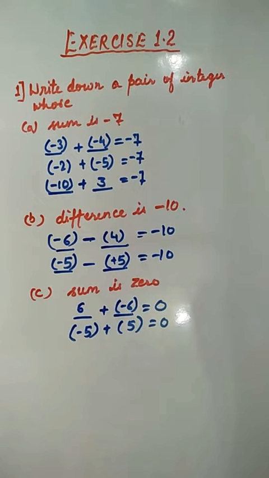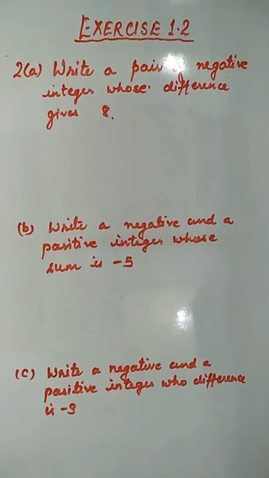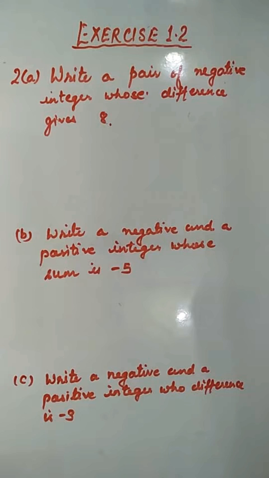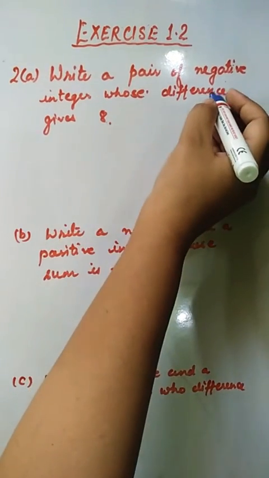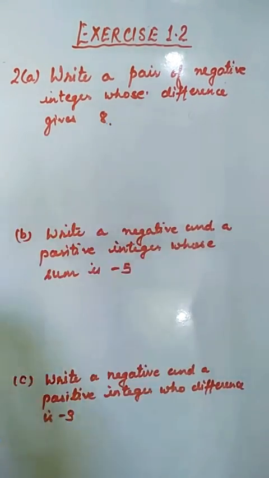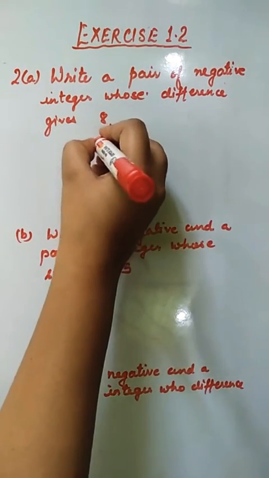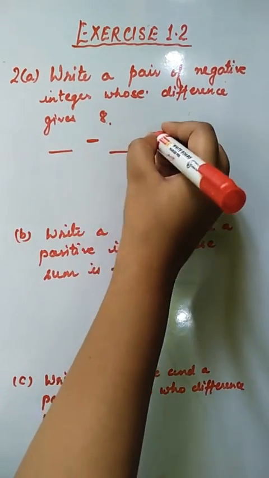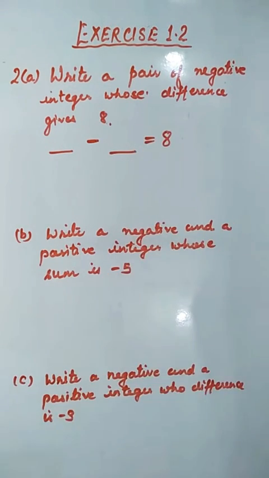Now let us do the second question. As you can see, I have written all the three parts of question number 2. The first part is saying write a pair of negative integers whose difference is 8. Only one pair you have to write in this. It means you will write the negative sign in between, and here you have to write the integers so that their difference gives 8.